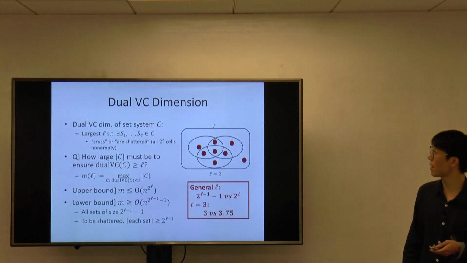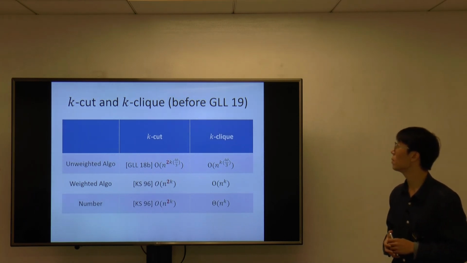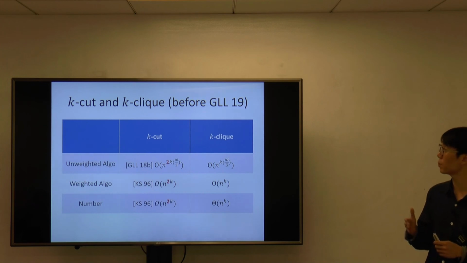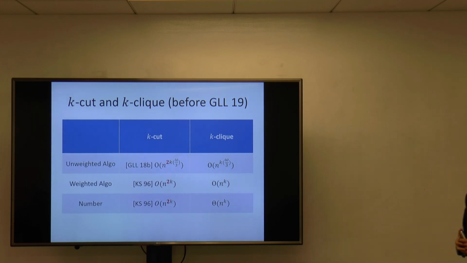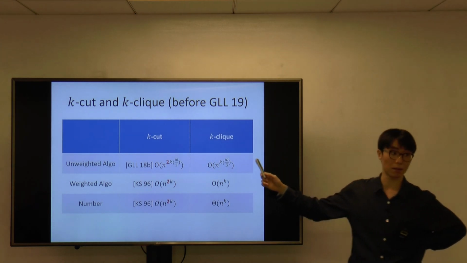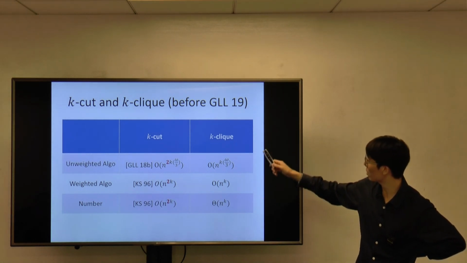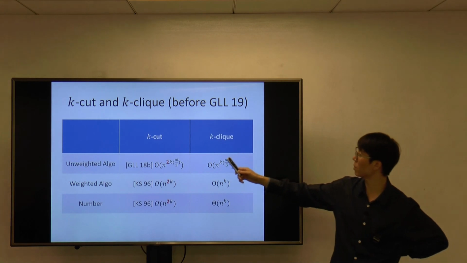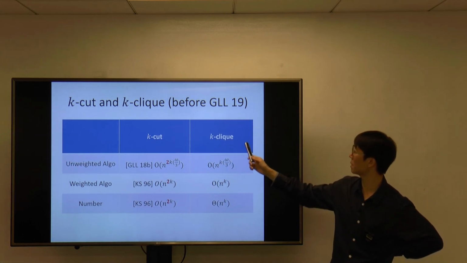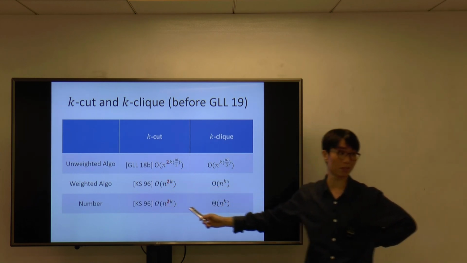And then if you finally go back to the K-cut, one thing I want to highlight, besides telling you our result, is an analogy between K-cut and K-clique. I already told you that in terms of exact computation, K-cut is as hard as K-clique. And if you look at the best algorithms for K-cut and K-clique, at least before our recent work, there's a weird analogy. The best running time of K-cut is similar to the best algorithm for K-clique, except for a weird factor 2 in the exponent.